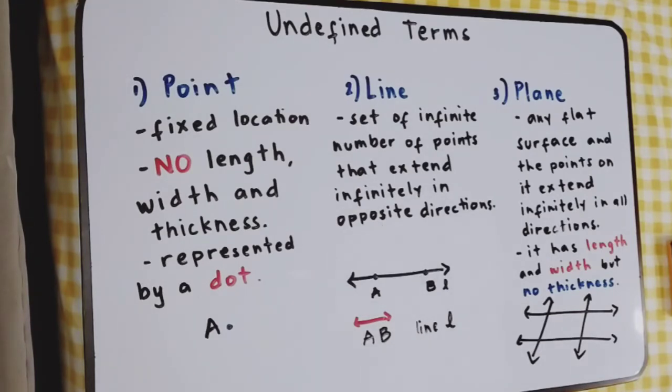Now, in naming a plane, okay, we name a plane using 3 letters on it, at least. Okay? So, you have here X, Y, and Z. So, we can name that as plane XYZ. Okay, so that is how we name a plane.